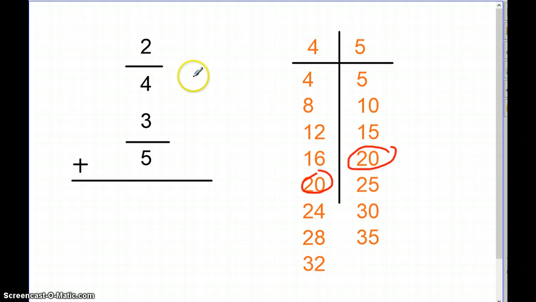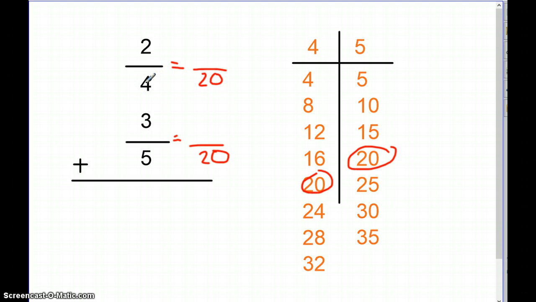So we know that we need to turn 4ths into 20ths. So we write that as the denominator. And we need to turn 5ths into 20ths. So now we have an extra step. Both of these fractions, we're going to have to create equivalent fractions with 20 in the denominator. Okay? So ignore this part for now, and let's just focus on 2/4, turning it into an equivalent fraction with 20ths, okay?